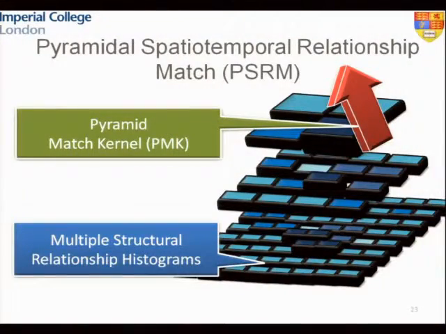And finally, we match hierarchically. We perform a pyramid match kernel, but in a very efficient manner, because we have a random forest. It's inherently in a hierarchical structure already. So actually, we could perform this in a very efficient manner.